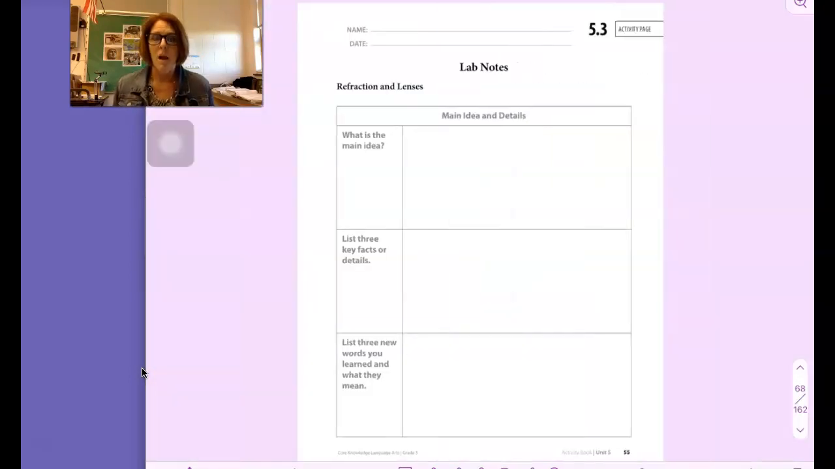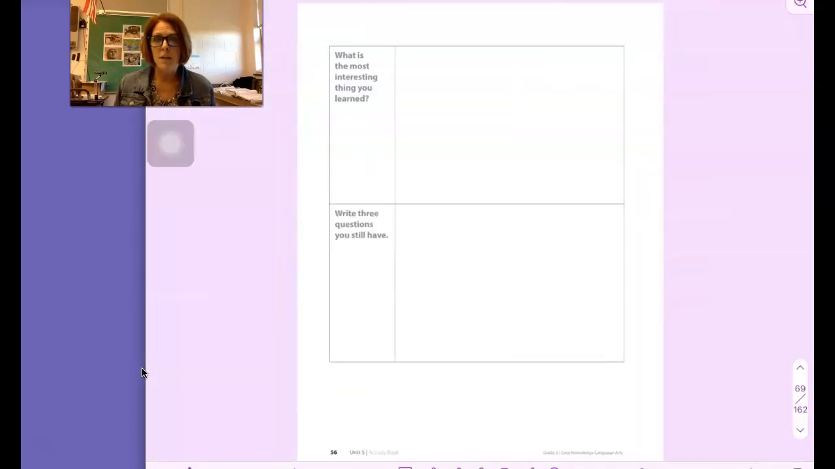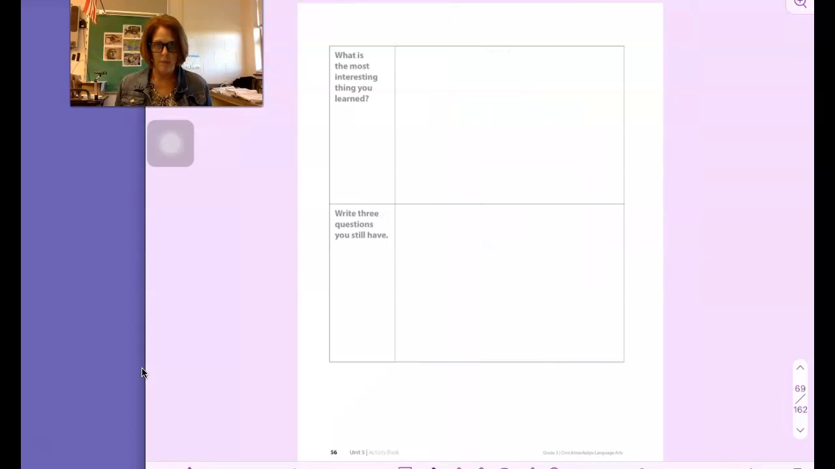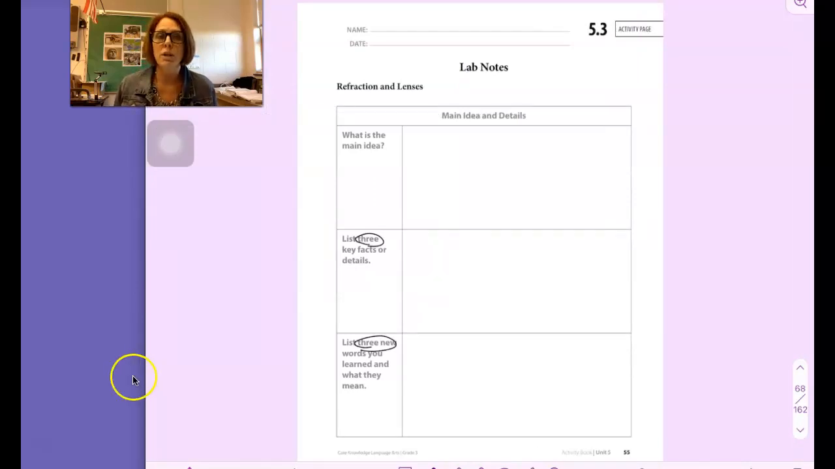Okay, so that's the end of our chapter. What you need to do now is make sure that you have all of the things filled out on 5.3. Okay, so there's 5 boxes that you need to complete. Make sure that you list 3 key facts, 3 new words, and 3 questions. And then, of course, all the other boxes. Please make sure you submit both sides of 5.3.